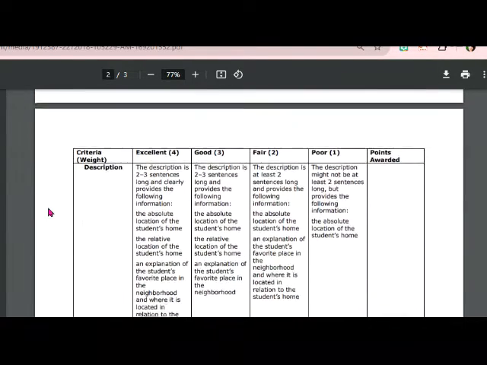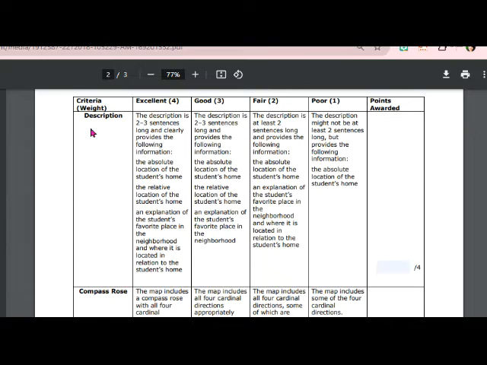Let's go down to the next part. There's more. In the description, it says, the description is 2 to 3 sentences long and clearly provides the following information. So this is what you must include. The absolute location of the student's home, that's your address. The relative location of the student's home, so something that it's near or close to. An explanation of the student's favorite place in the neighborhood and where it is located in relation to the student's home.